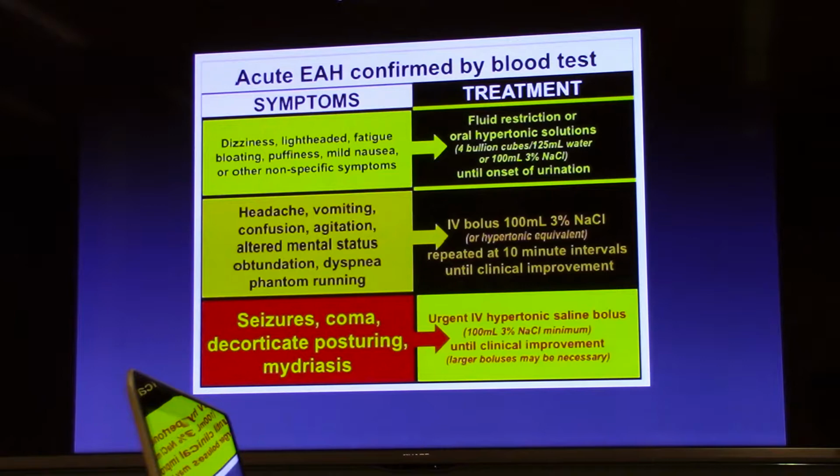For the more severe cases, as you're moving down the chart, you want to have IV access to be able to give them IV hypertonic saline. The regimen recommended in the most recent guideline is an IV bolus of 100 ml of 3% hypertonic saline, which can be repeated at 10-minute intervals until clinical improvement. With some of the more severe presentations down at the bottom, they recommend that physicians use their own clinical discretion to either give it more frequently or to use a larger initial bolus of hypertonic saline.